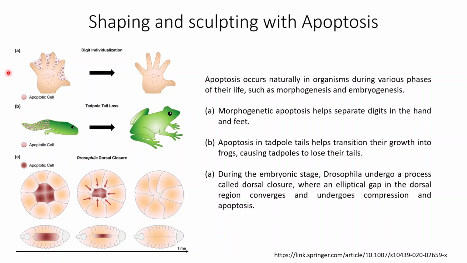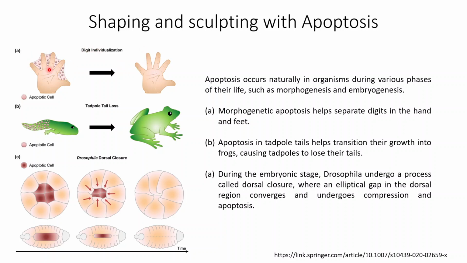One example you can see here is that it actually helps separate out the digits in your hands and in your feet. So we are not webbed, right? We all start off a little bit fish-like when we are developing as embryos, and we look a little fishy. But then after that, we start getting rid of these webs in between the digits of fingers and feet, and they become individualized. So how is this happening?